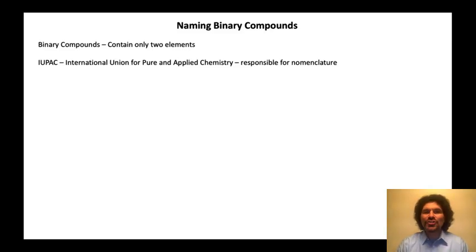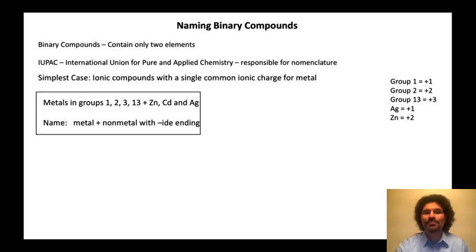So nomenclature, or how we name compounds, is one of the things that the International Union for Pure and Applied Chemistry, or IUPAC, is responsible for. They've come up with a system for naming inorganic compounds, as well as a system for naming organic compounds that you will learn about in more detail when you take organic chemistry.